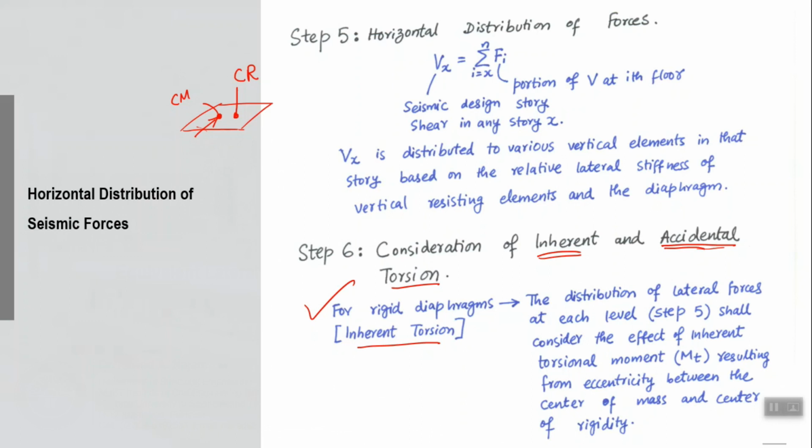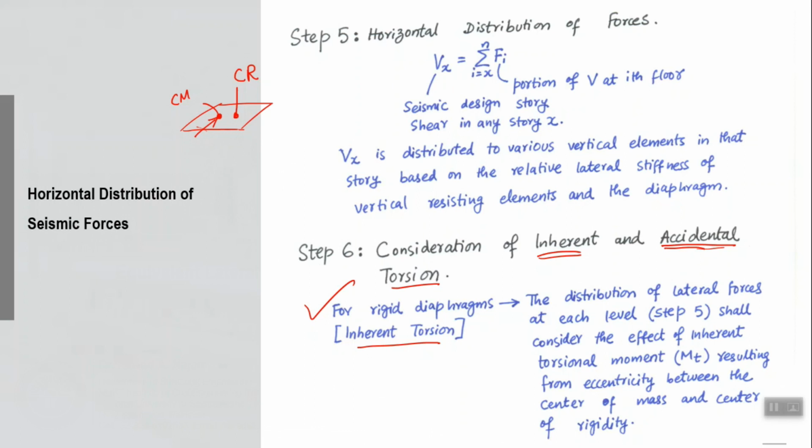So, for rigid diaphragm case, the inherent torsion is simply the story force applied multiplied by the inherent difference between center of mass and center of rigidity. But for flexible diaphragms, the program does not apply one force per diaphragm.